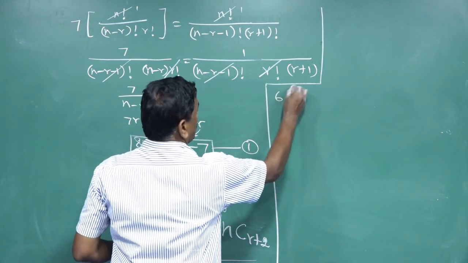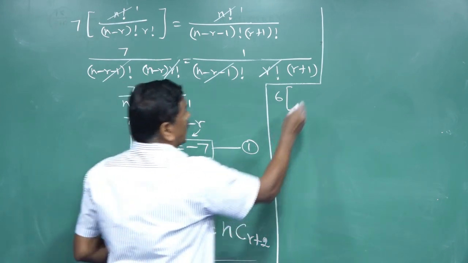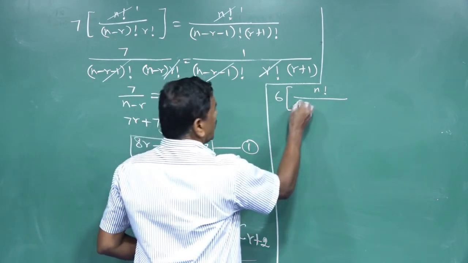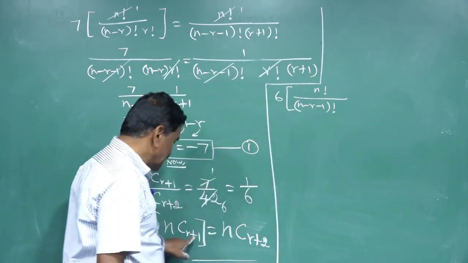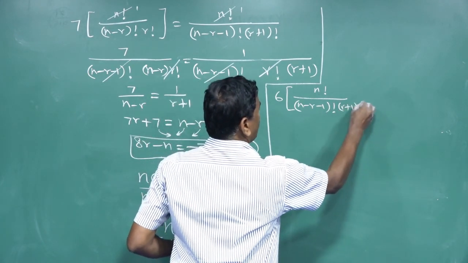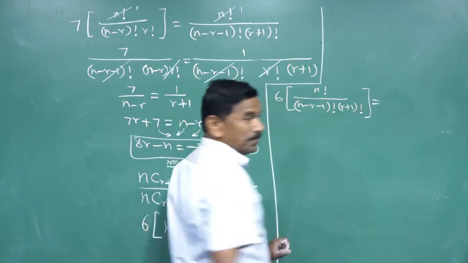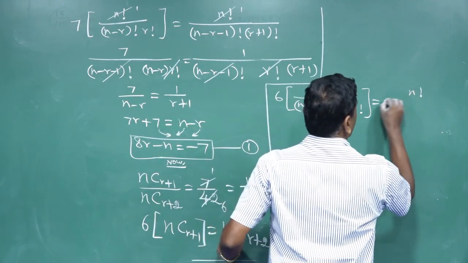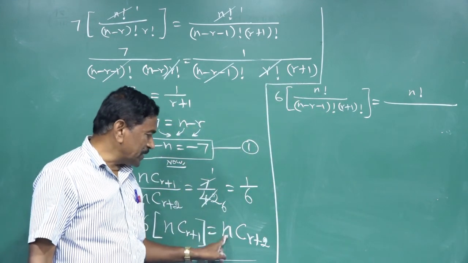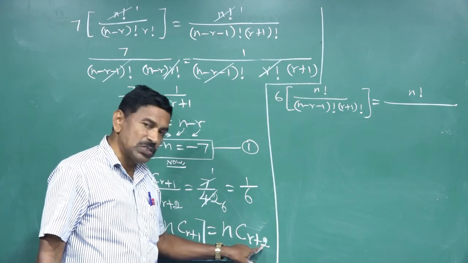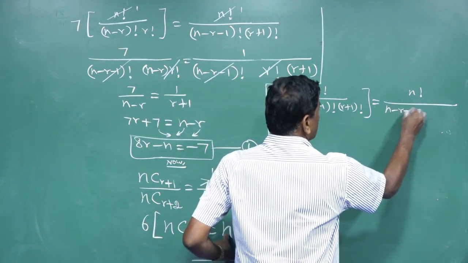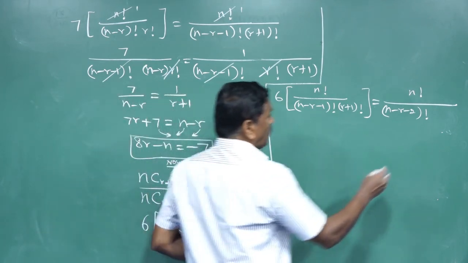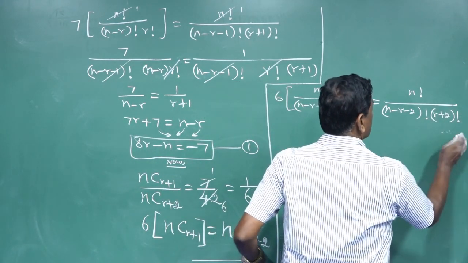Listen again, 6 into bracket, first number n, therefore numerator is n factorial, divided by first number minus suffix number, n minus r minus 1 factorial, and the suffix alone factorial, that is r plus 1 factorial. Complete the square bracket, which is equal to, first number n, therefore numerator n factorial, divided by n minus r minus 2 factorial, and suffix alone r plus 2 factorial.